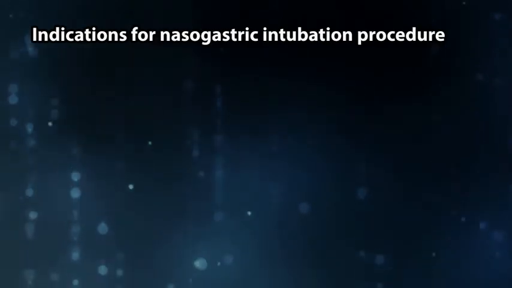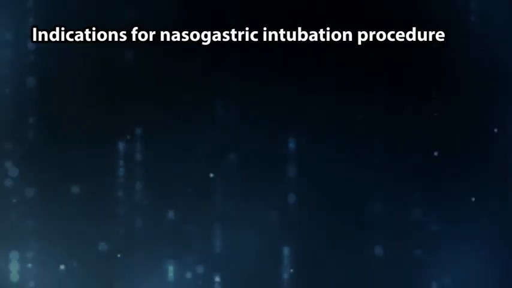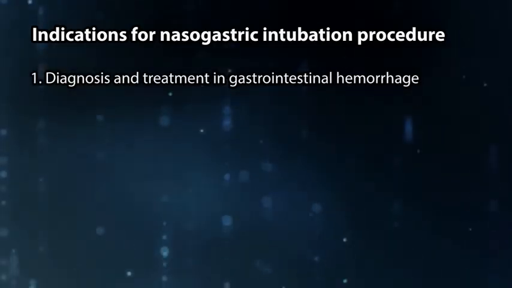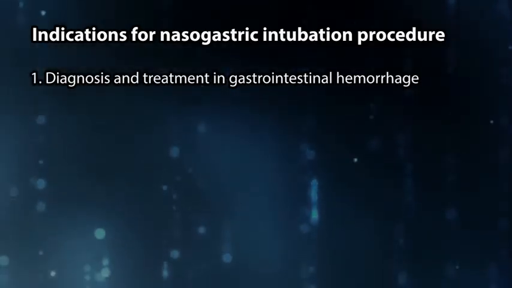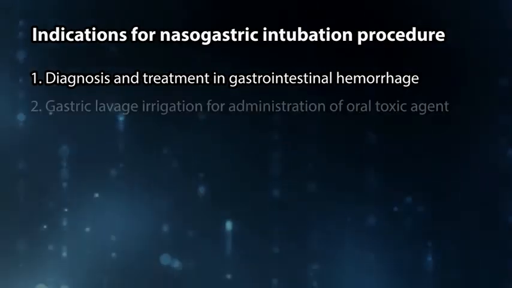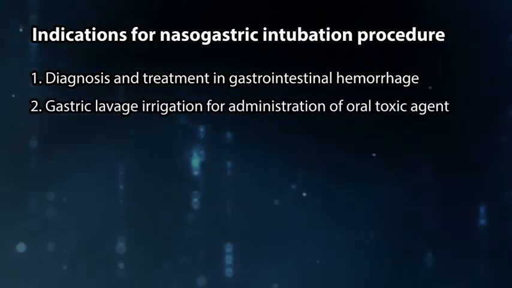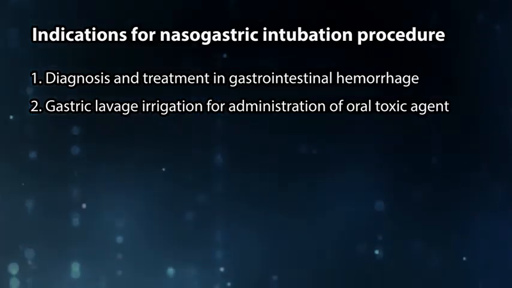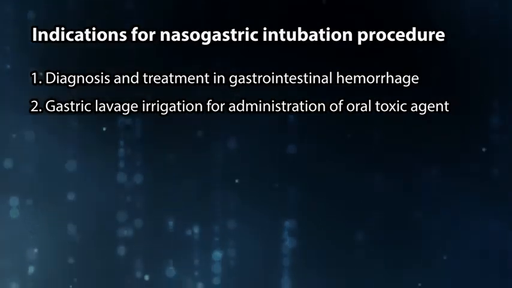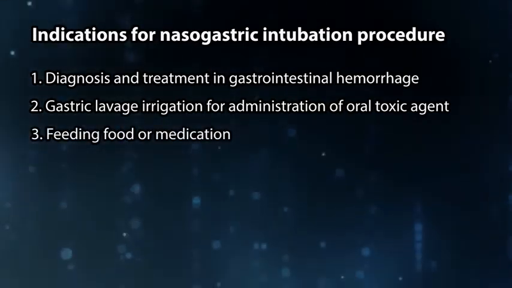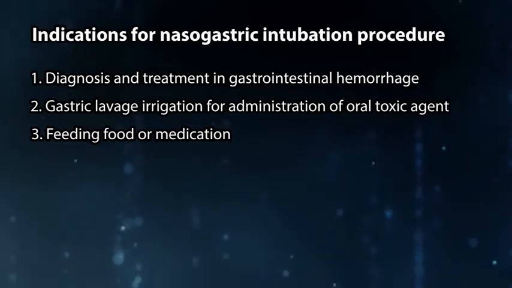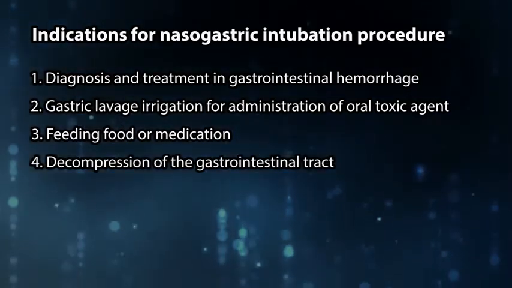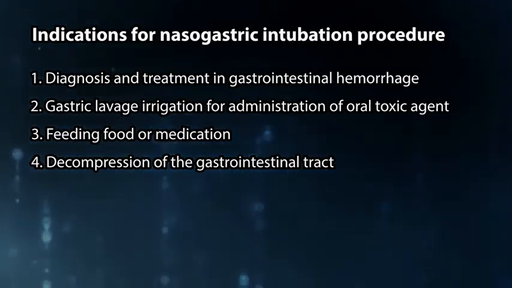Indications for the nasogastric intubation procedure. First, diagnosis and treatment in gastrointestinal hemorrhage. Second, gastric lavage, irrigation, or administration for oral toxic agents. Third, feeding food or medication. And finally, decompression of the gastrointestinal tract.